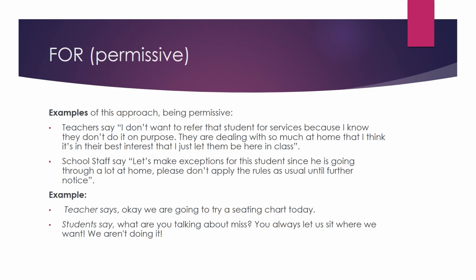Examples of the 4 approach include when teachers say, "I don't want to refer that student for services because I know they don't do it on purpose. They are dealing with so much at home and I think it's in their best interest that I just let them be here in class." Another example is when school staff says, "Let's make exceptions for this student since he is going through a lot at home. Please don't apply the rule as usual until further notice." Another example of 4 is when a teacher says, "We are going to try a seating chart today," and the students reply by saying, "What are you talking about, miss? You always let us sit where we want. We aren't doing it."